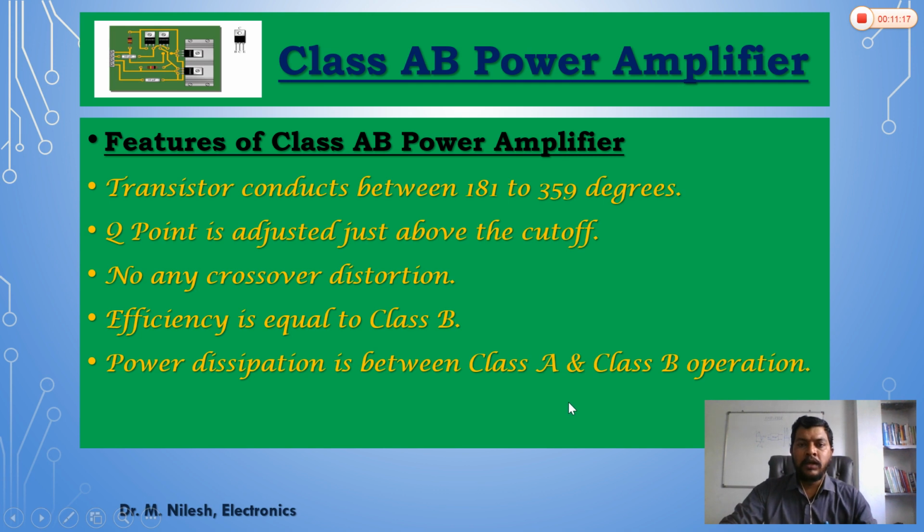B. So in class A we are amplifying the whole cycle, in class B we are amplifying half of the cycle, and in class AB we are amplifying more than half of the cycle, and that is why this is the mixture of both, and that is why it is called class AB power amplifier.